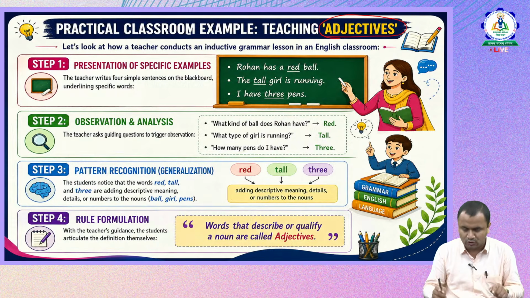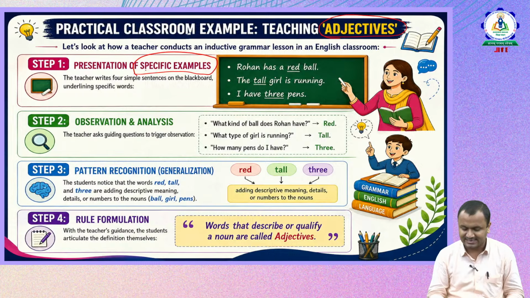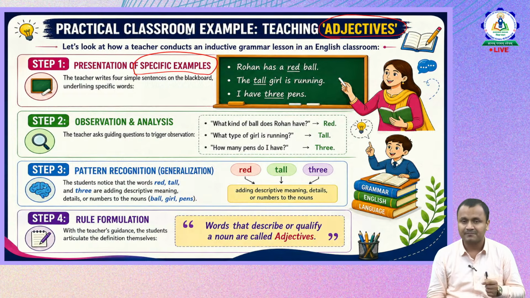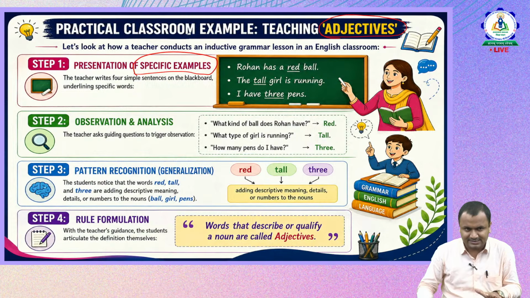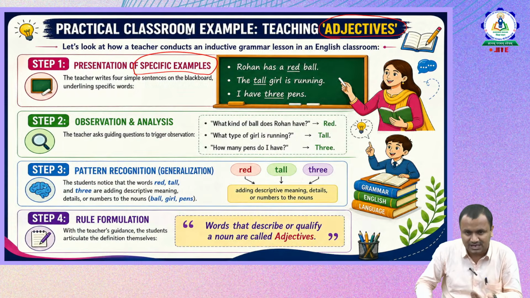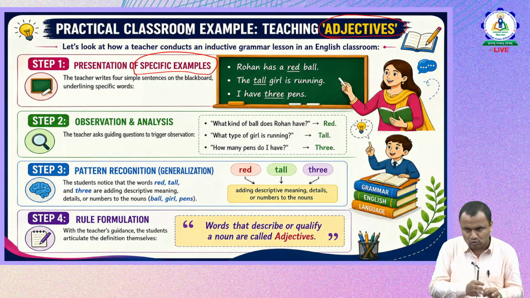So first, we will present specific examples. For example, the teacher has written on the board: Rohan has a red ball, the tall girl is running, I have 3 pens, and various examples we can give. Now, our part is done. What will students do now? We have to scaffold, we have to help the student to reach towards the definition or the general rule of what adjectives are. We will ask guiding questions that should trigger the cognition and the interest of the student. So we'll lead through the guiding questions.